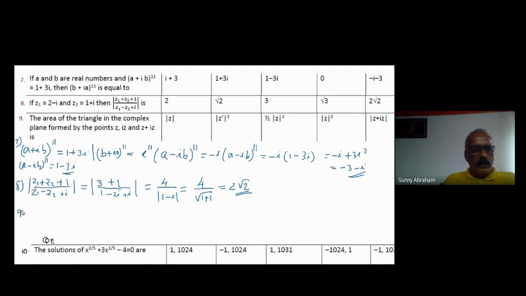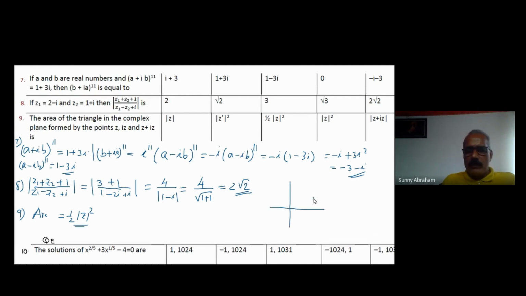9th question, that's a formula also. The area of the triangle in the complex plane formed by the points z, ιz, and the origin is always half into modulus z, the whole square. You can refer to our textbook. Why is it so? Now, I shall try to solve this graphically.